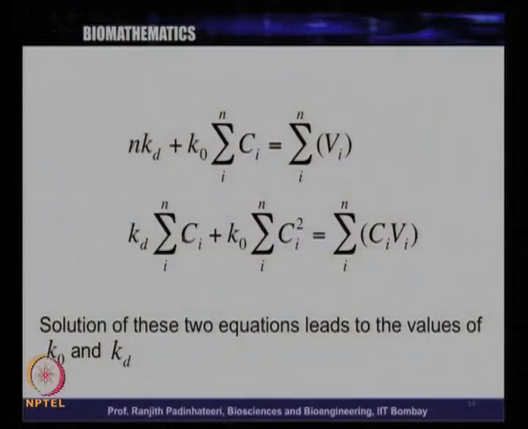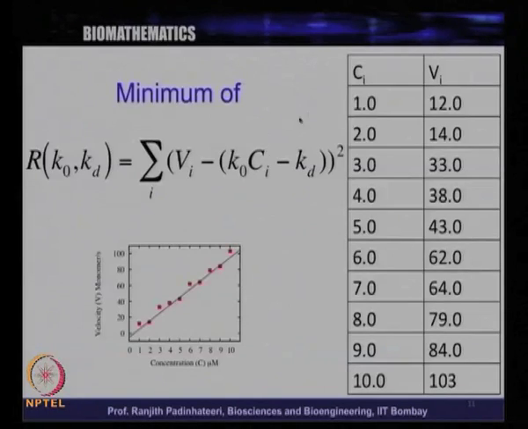What you get is K D into sum over I C I plus K 0 sum over I C I square equals sum over I C I V I, and n K D plus K 0 sum over I C I equals sum over I V I. If you know the sum over I C I from the experimental table, we already had this table with C I's and V I's. So if you go back here, we had this particular table with C I's and V I's.